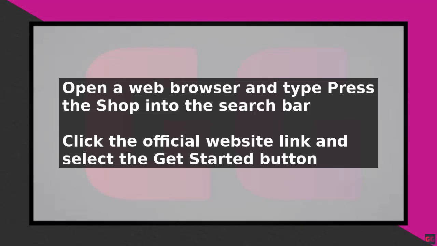To get started with Prestashop, begin by opening a web browser and typing Prestashop into the search bar. The official website, prestashop.com, should be one of the first options to appear. Click on this link and then select the Get Started button. This will take you to a page where you can choose between the free and paid versions of Prestashop.